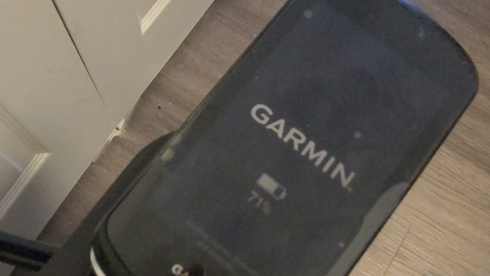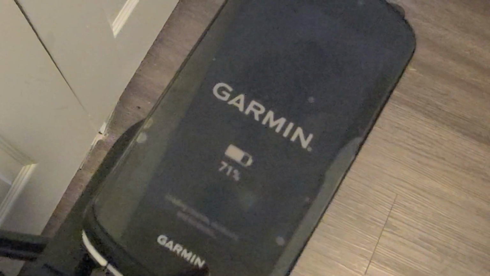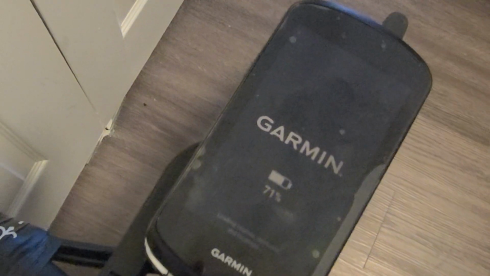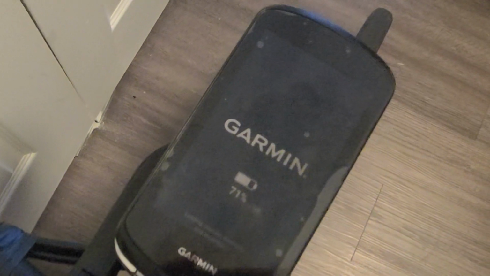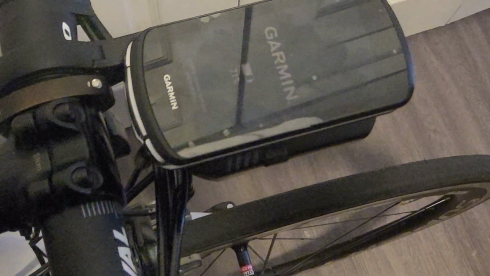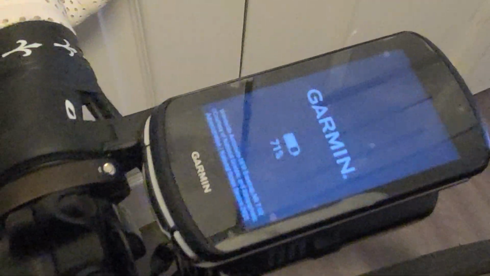This is the Garmin 1040. This is a device I just recently purchased. I've used it maybe 3 trips. So far, seems to be pretty good.